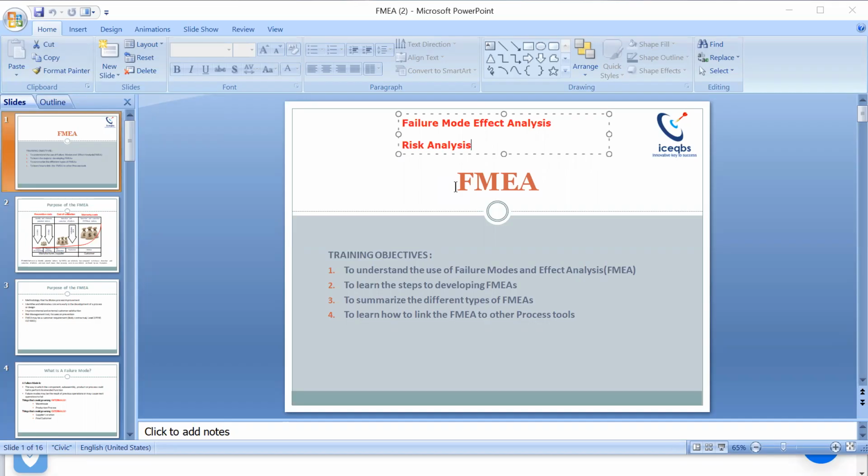So whenever you are changing a process or whenever you are changing the design of a product or service, then before implementing the change in a full scale, it is always better to do a failure mode effect analysis. So that means whenever you are making a change, maybe some other problems may crop in. And if that is going to be a problem, then the impact is going to be very serious.